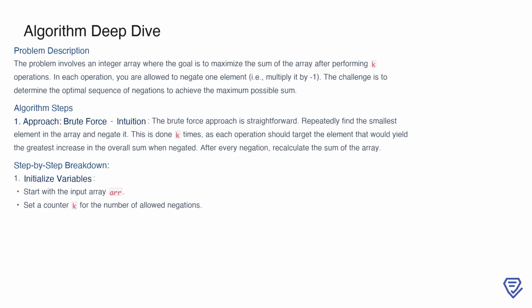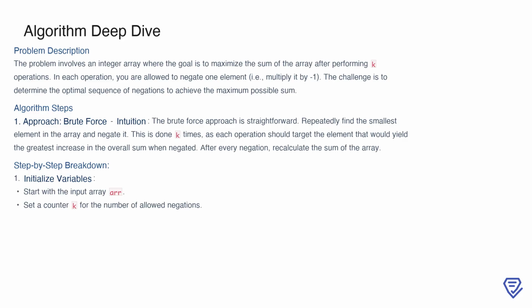To solve this problem, we aim to maximize the sum of an integer array after performing up to k negations. A negation simply means flipping the sign of an element, turning a positive number into a negative one or vice versa. The key question is how to strategically choose which elements to negate in order to achieve the largest possible sum. A straightforward, brute force approach involves always targeting the smallest element in the array for negation, as flipping the smallest value typically leads to the maximum immediate increase in the sum.